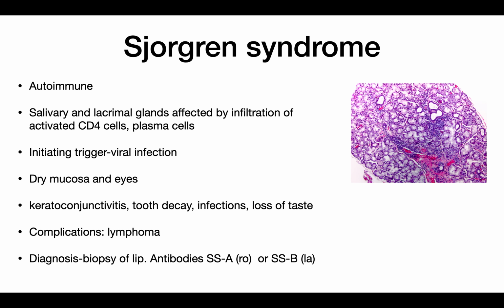Sjögren syndrome is an autoimmune disorder where the salivary and the lacrimal glands are going to be affected by the infiltration of CD4 cells and plasma cells. Usually it's triggered by a viral infection, and it's going to be characterized by dry mucosa in the eyes. Due to that, there's going to be keratoconjunctivitis, tooth decay, infections, and a loss of taste, thanks to the dry mucosa. Complications: lymphoma can occur. You diagnose it by biopsy of the lip, and you're going to try to find Ro or La, so SSA or SSB antibodies.